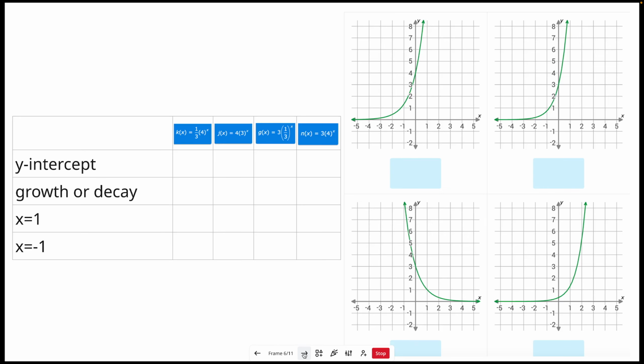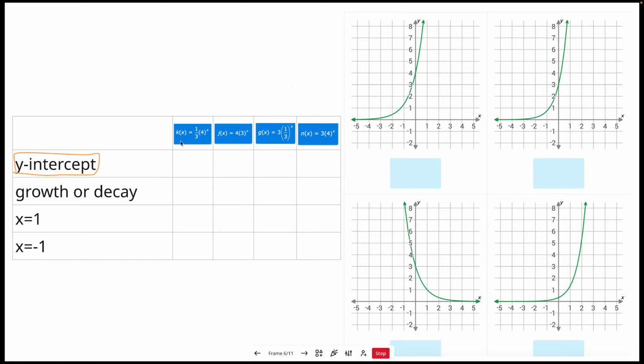Let's take a look. So on this, you have 4 graphs on the right, and then you need to match each of these to the right graph. All right? And there are 4 sort of ways to check, and you should go in order here. So you should start with the y-intercept.